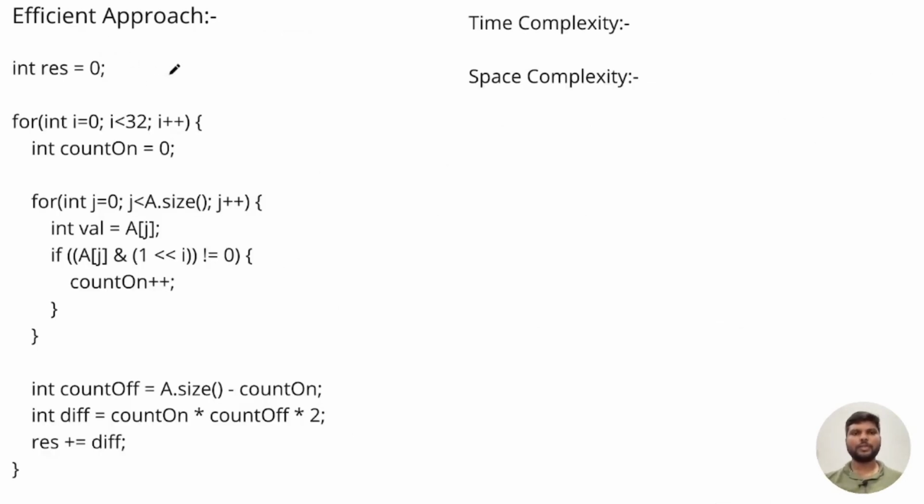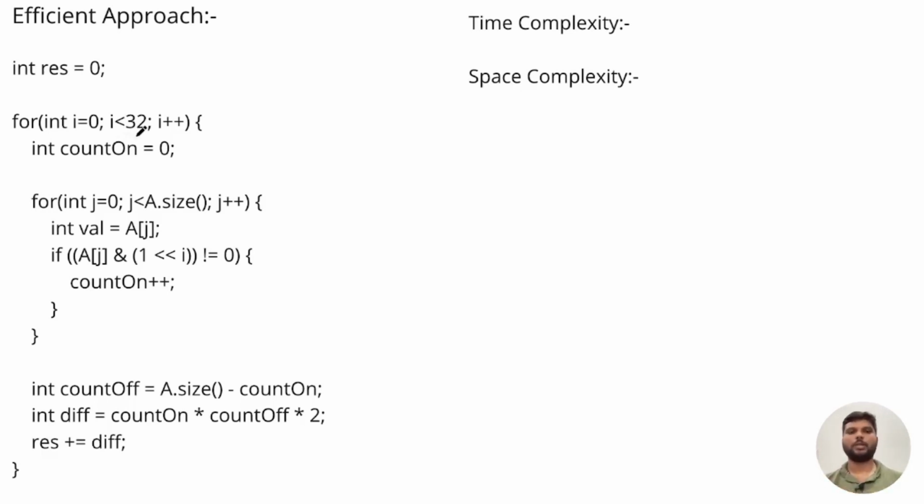So here is the efficient approach algorithm for solving this problem. Okay, so first we have this response, which will be our final response, which we will return at the end of the function. Okay, now we have run a for loop which will go from 0 to 32. Why 32? Because in C++ integers are represented by 32 bits. Okay, so that's why we are running this for loop. So if you remember, we are considering each bit separately for all the numbers, right? So we will go from the first bit and we will go till the last bit, which is the 32nd bit in C++.